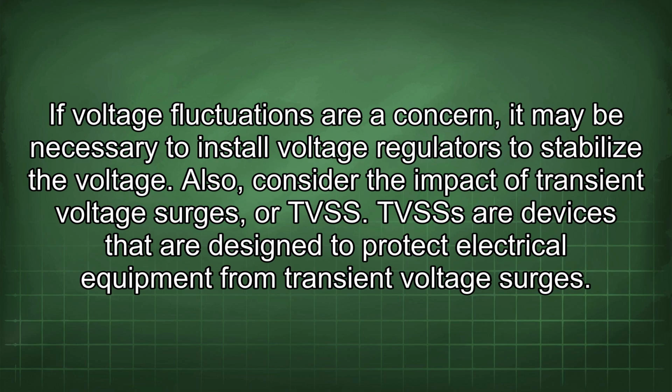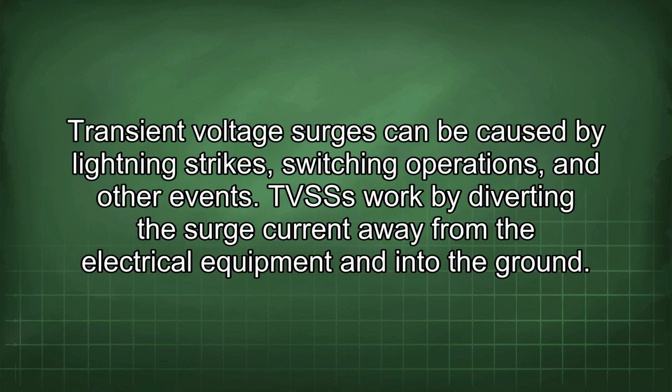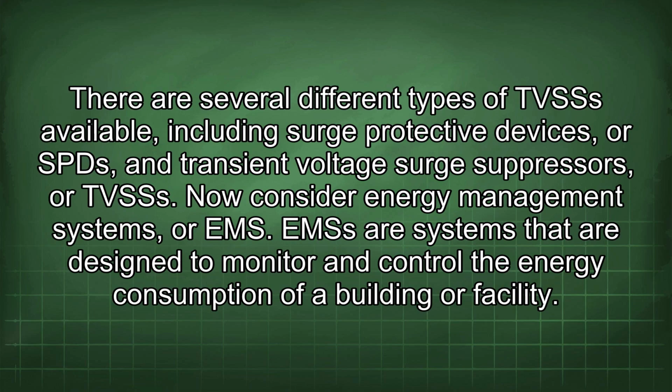Also, consider the impact of transient voltage surges, or TVSS. TVSSs are devices that are designed to protect electrical equipment from transient voltage surges. Transient voltage surges can be caused by lightning strikes, switching operations, and other events. TVSSs work by diverting the surge current away from the electrical equipment and into the ground. There are several different types of TVSSs available, including surge protective devices, or SPDs, and transient voltage surge suppressors, or TVSSs.